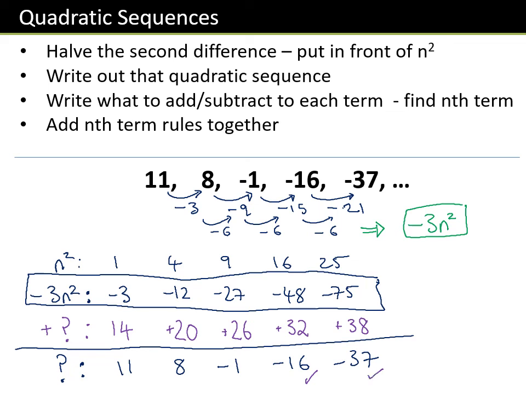Okay. We'll now look at this sequence. I am adding 6 each time, so it's going to be 6n plus 8 to get me to 14. So there's my middle sequence there. So my overall answer to this is minus 3n squared plus 6n plus 8.